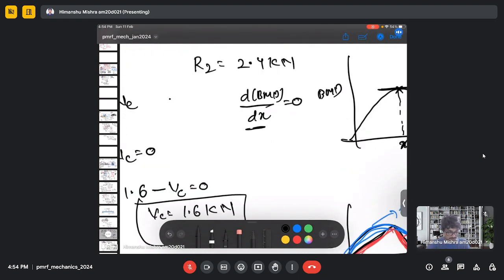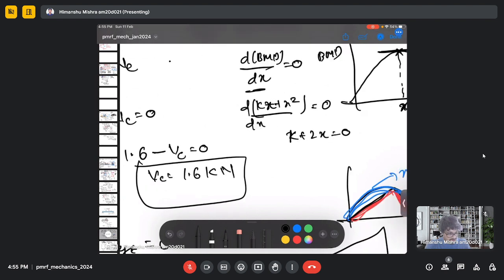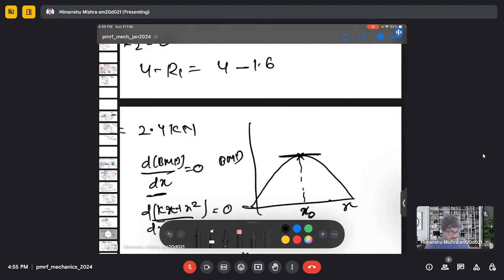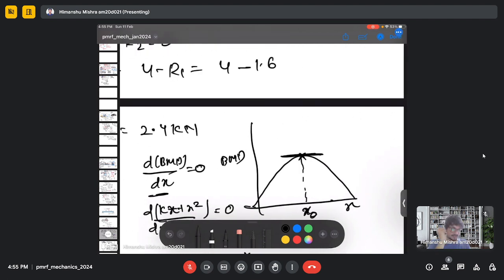For example, let's say you have a bending moment expression which is kx plus x squared. You just differentiate it, and you will get k plus 2x equal to 0, and you will get x is minus k by 2. So this is the location, minus k by 2, where you get this slope zero. And here you will find the bending moment is maximum.